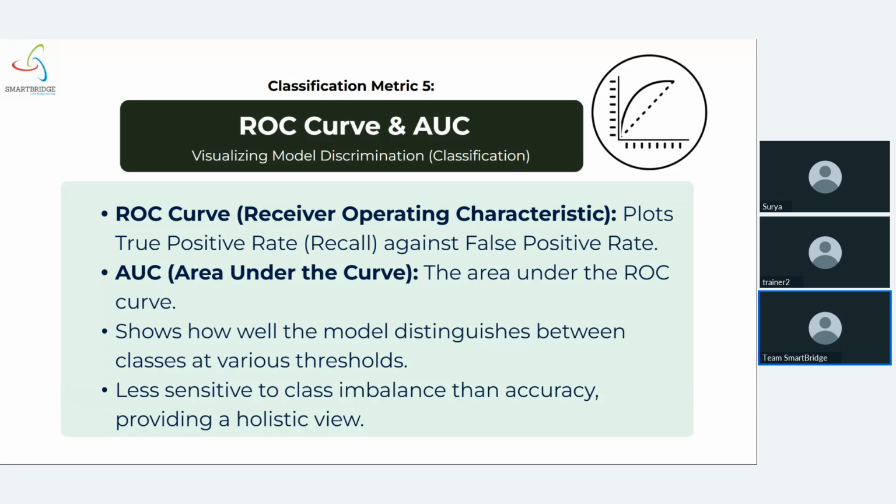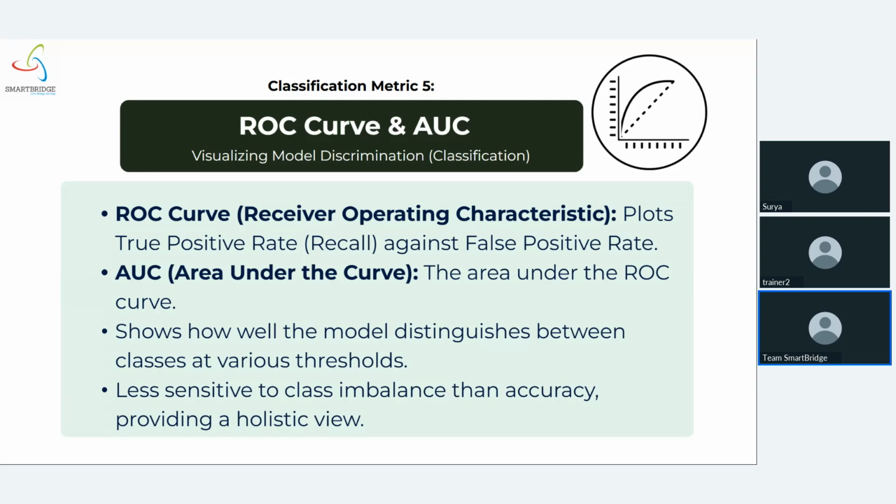Coming to the ROC curve, this curve graphically plots the true positive rate, which is the same as recall, against the false positive rate at various possible classification threshold settings. Coming to AUC, it is a single scalar value that represents the area under the curve. It provides a comprehensive summary of the performance of the classifier across all possible classification thresholds.